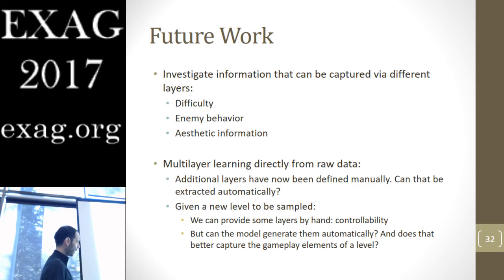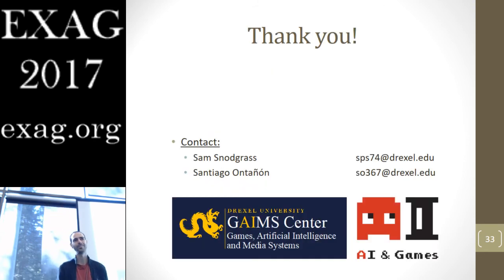Another thing that we didn't do in this paper is directly generate these layers automatically. These layers were generated by hand and provided by hand to the generator. We would like to see if we can extract them automatically, and also, when sampling a new level, whether the model can actually capture and generate those additional layers on its own instead of having to be provided. We haven't done any of that yet. And that's it. Thank you.